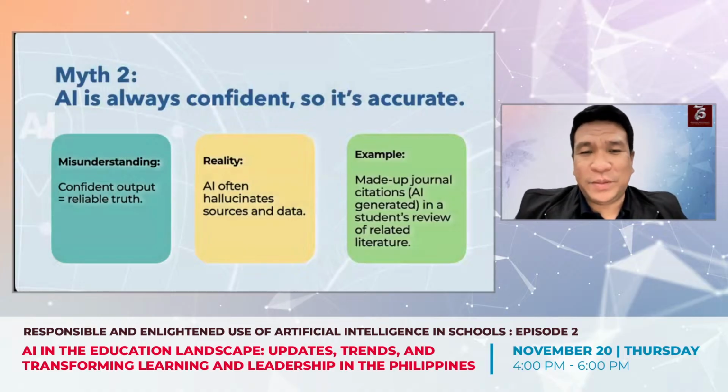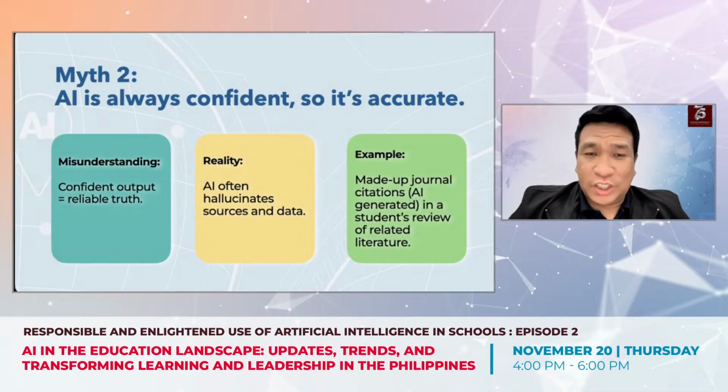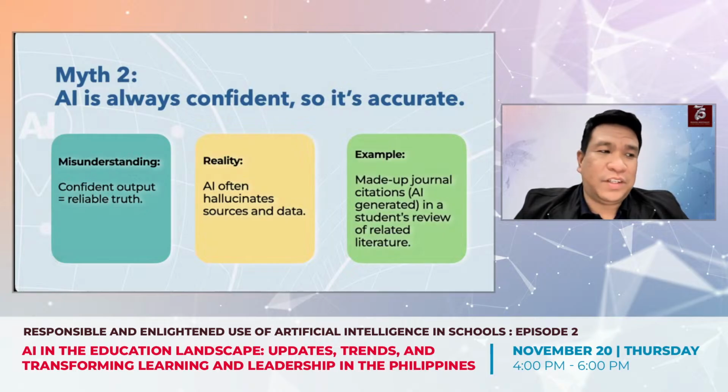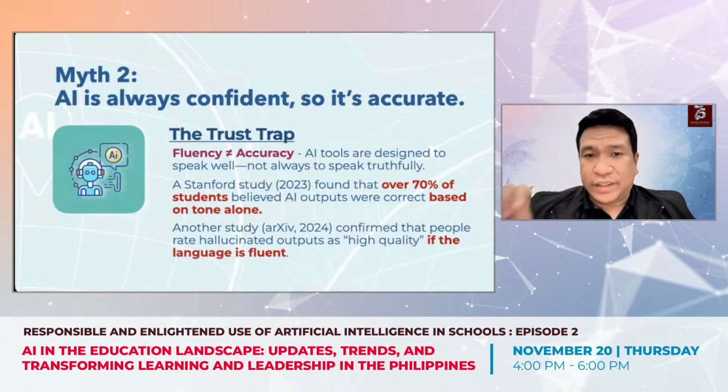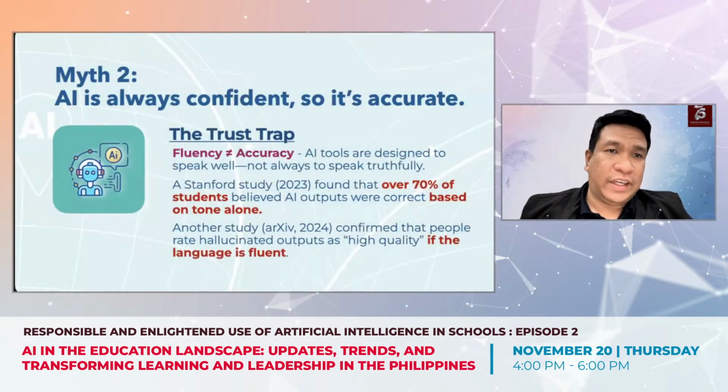That's AI hallucination. So ano yung mga example? Yung mga nag-EMA dito ng mga teachers, mag-ingat-ingat kayo. Yung mga made-up journal citations, di ba? AI-generated content in a student's review of related literature. So ingat-ingat tayo kasi these are made up, these are fake, hallucinated sources. Okay? Be careful as well. Myth number 2, AI is always confident, so it's accurate.